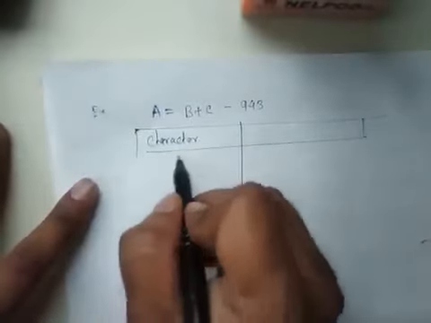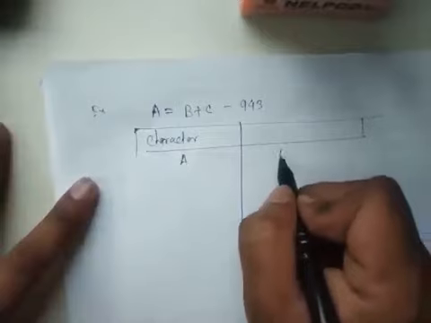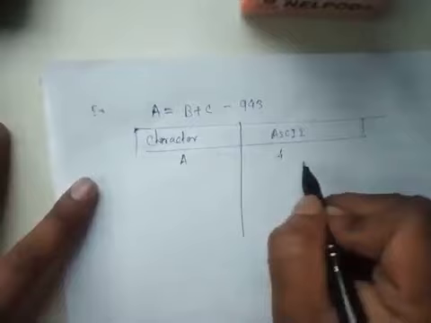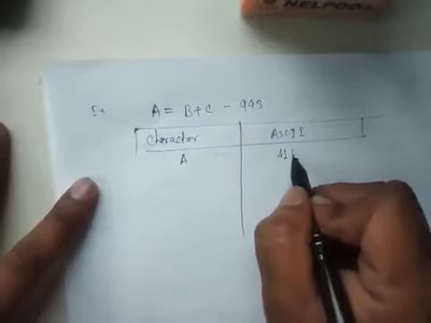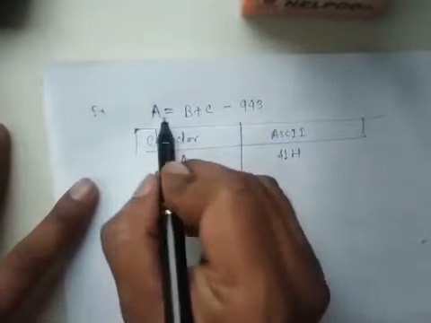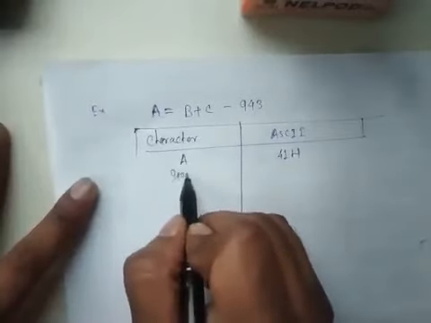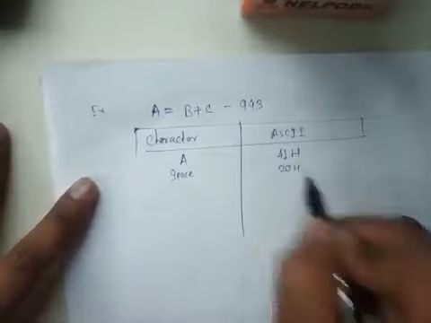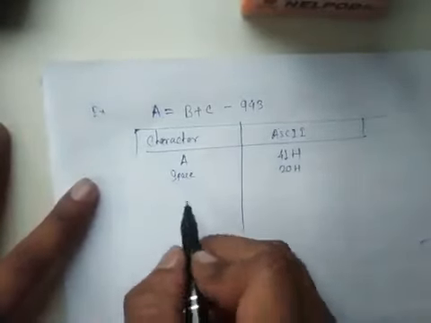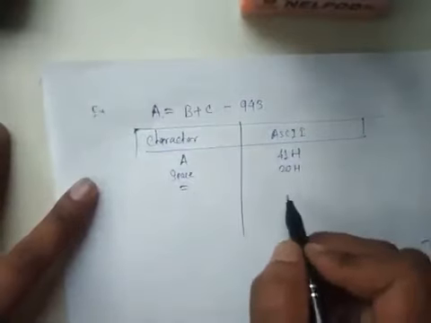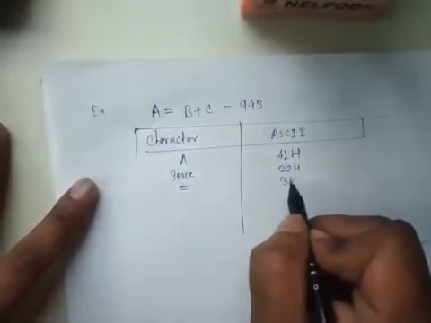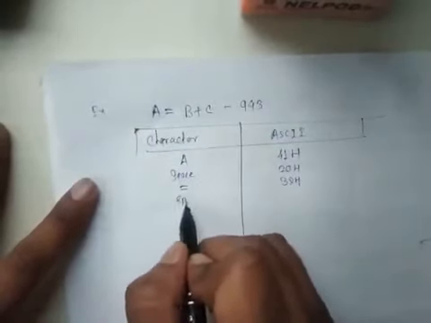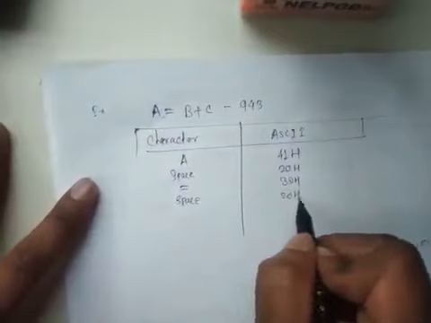First, the character A has ASCII value 41H. Then we put a space, whose ASCII value is 20H. Then we put the equal to sign, whose ASCII value is 3DH. Then again we put a space, again value 20H.